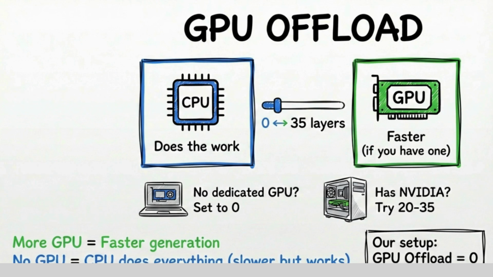Next, GPU offload. This setting controls how much work your GPU does versus your CPU. Since we don't have a dedicated GPU, we set it to 0, so everything runs on the CPU.